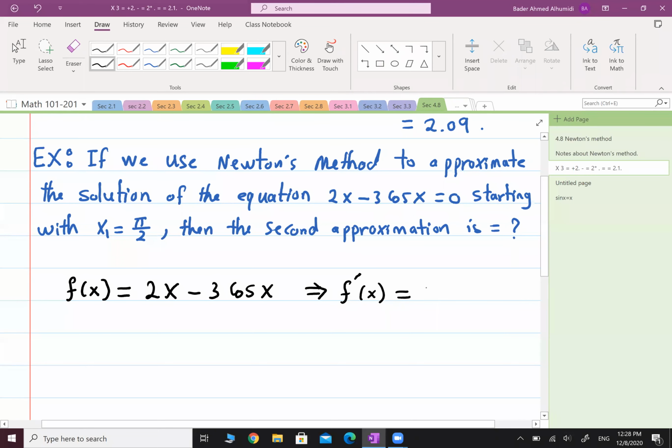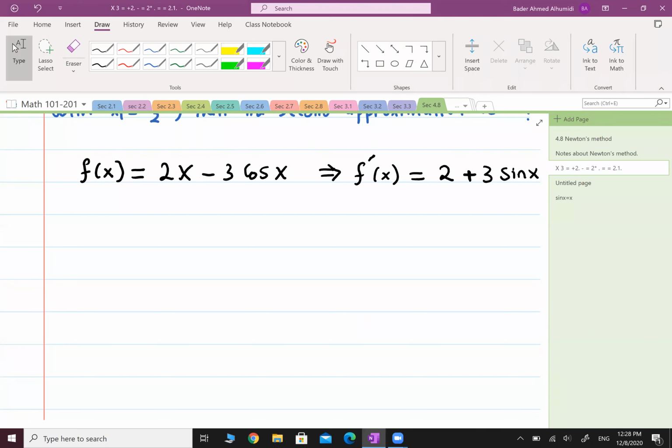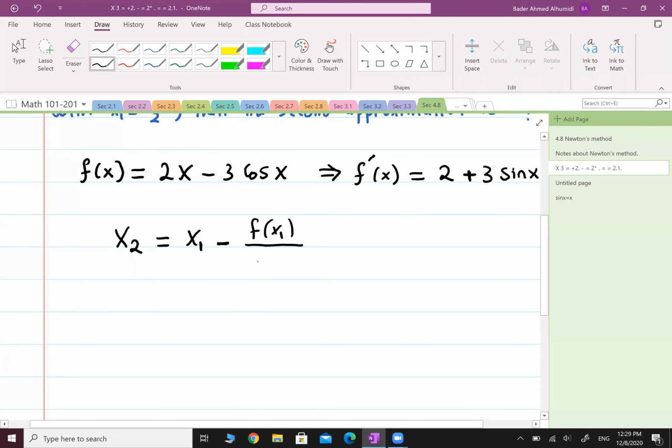And the derivative will give me 2 plus 3 sine of x. Good. Now I need x2 only. In the final he asks what is x2 given x1? That is very simple. x2 will be equal to, according to the formula we derived, which is called the Newton method, x2 is nothing but x1 minus f of x1 divided by f prime of x1.